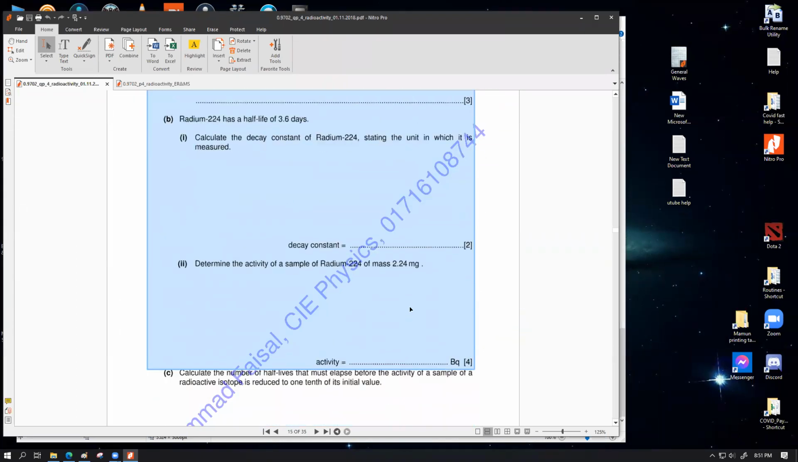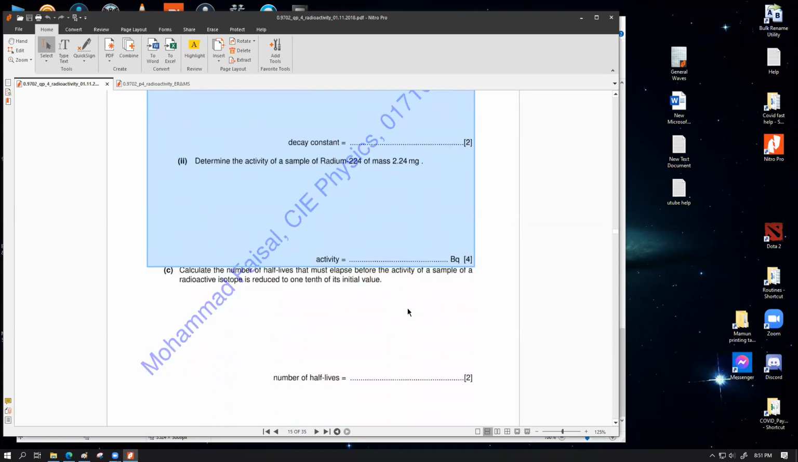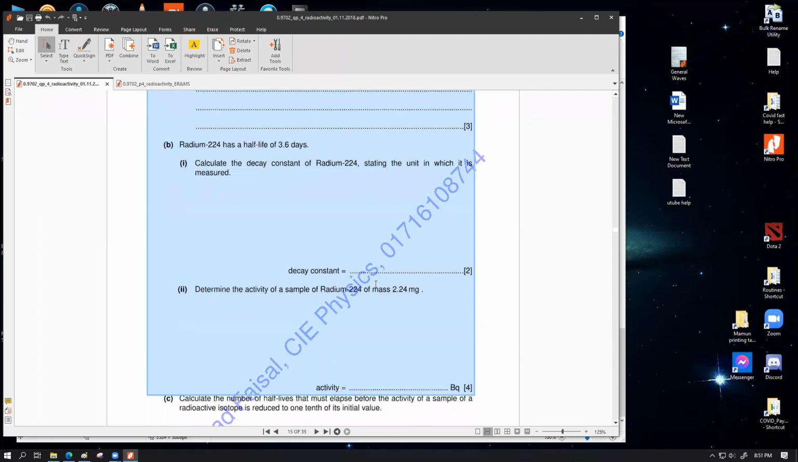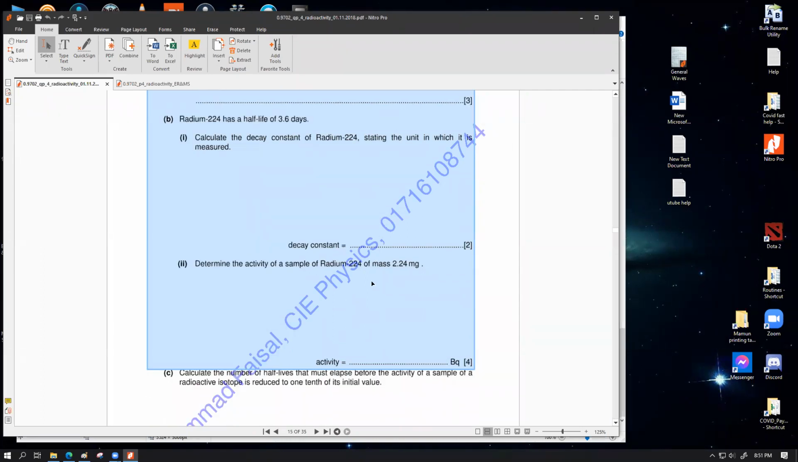দেখি যদি কিছু পাই তাহলে তোমাদেরকে আমি জানাবো। আচ্ছা, এরপর বলছে radium 224 has a half-life of 3.6 days. Calculate the decay constant for radium 224, stating the unit in which it is measured. So decay constant তোমরা এখানে সেকেন্ডে মেজার করবা. That's not very difficult.